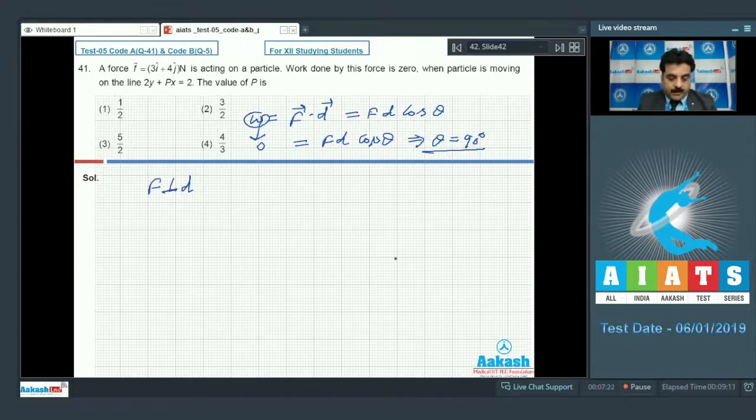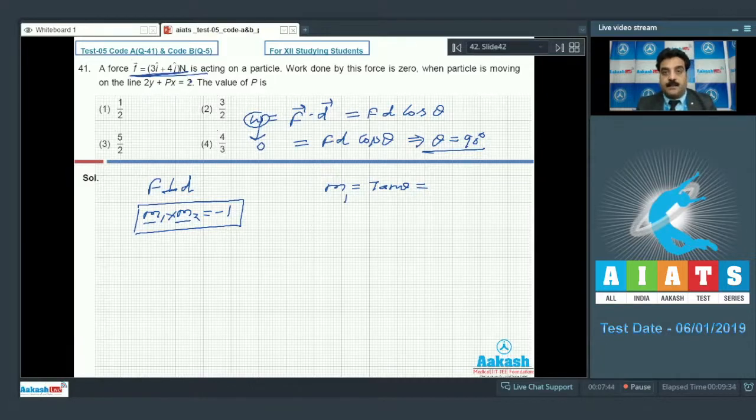And we know that if two lines are perpendicular, then m1 into m2 is equal to minus 1. But the question is, how can we find m1 and m2? No problem, because slope is calculated by tan theta. For m1, if I go for the force, you can see 3i cap plus 4j cap. So tan theta will be the coefficient of j cap to the coefficient of i cap. So m1 is equal to 4 by 3.